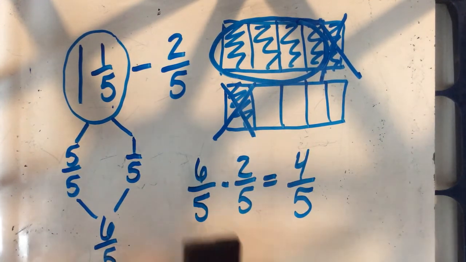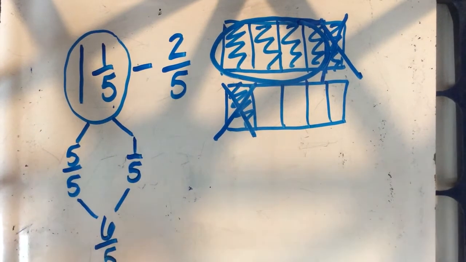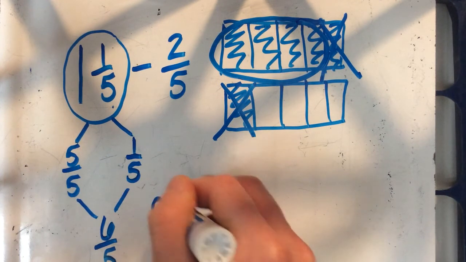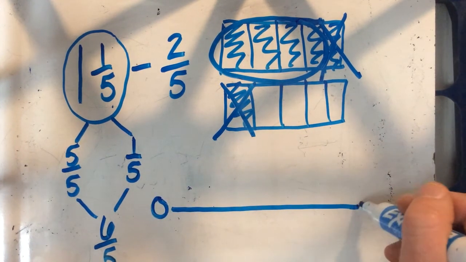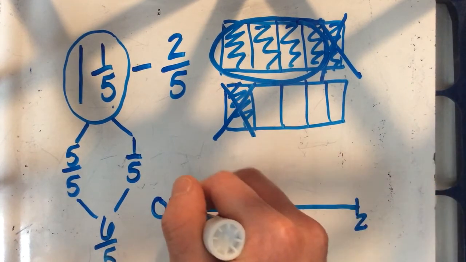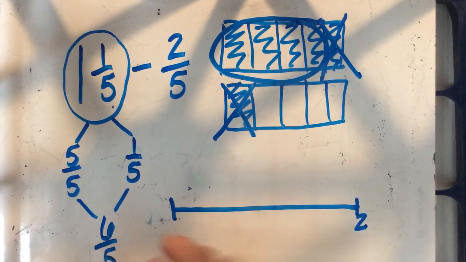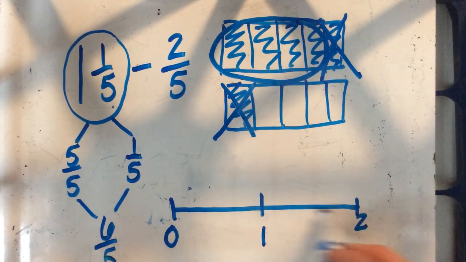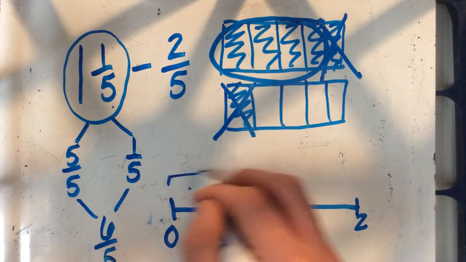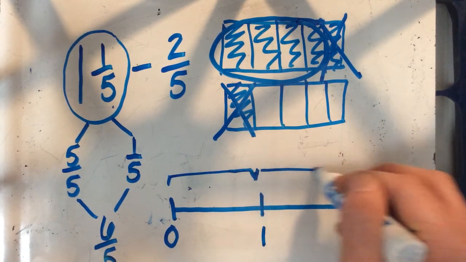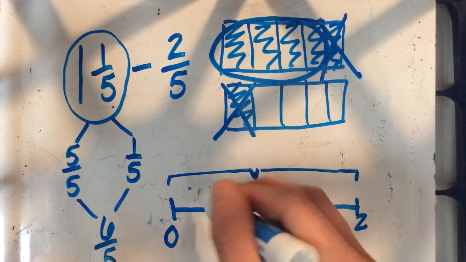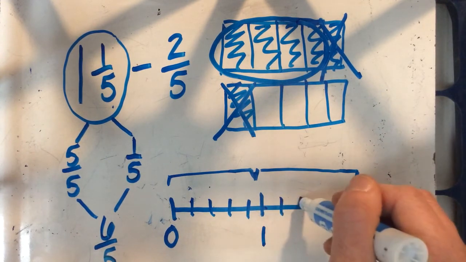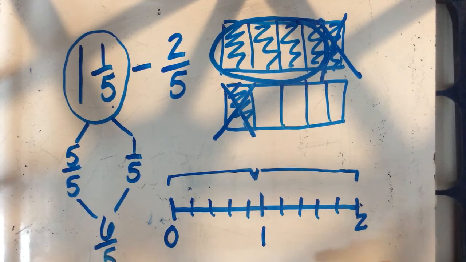Real quick, let's show this on a number line as well. Since our number is greater than 1, our number line will have to go past 1. So let's have it go from 0 to 2, which means that our midway point would be 1. Each of these sides will need to be split into fifths because this represents 1 whole and this represents 1 whole. So 1, 2, 3, 4, 5/5, 6, 7, 8, 9, 10/5.